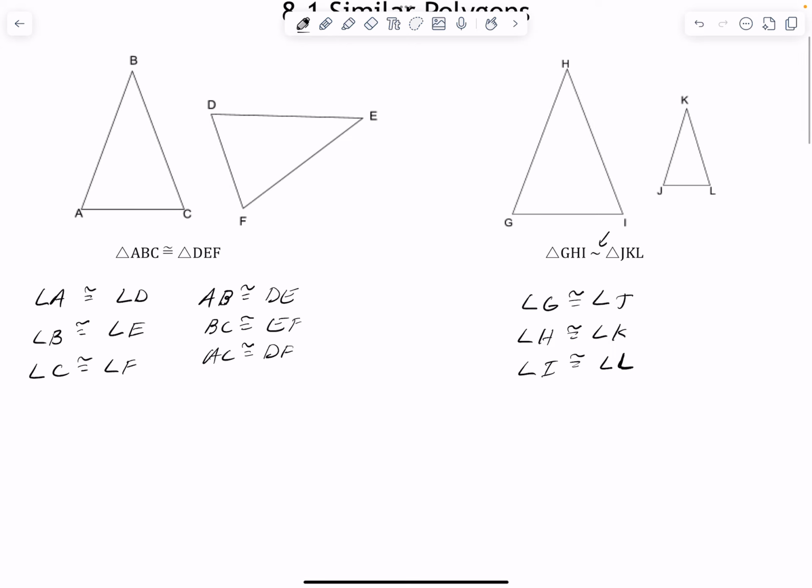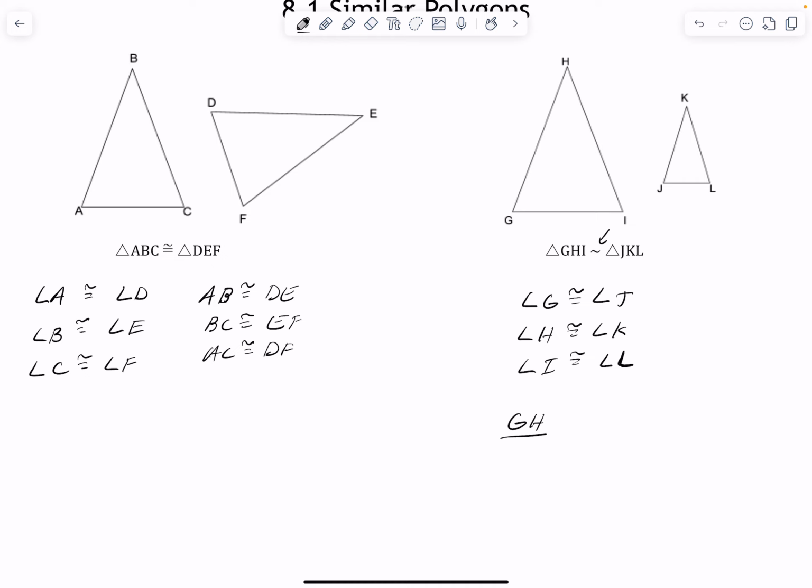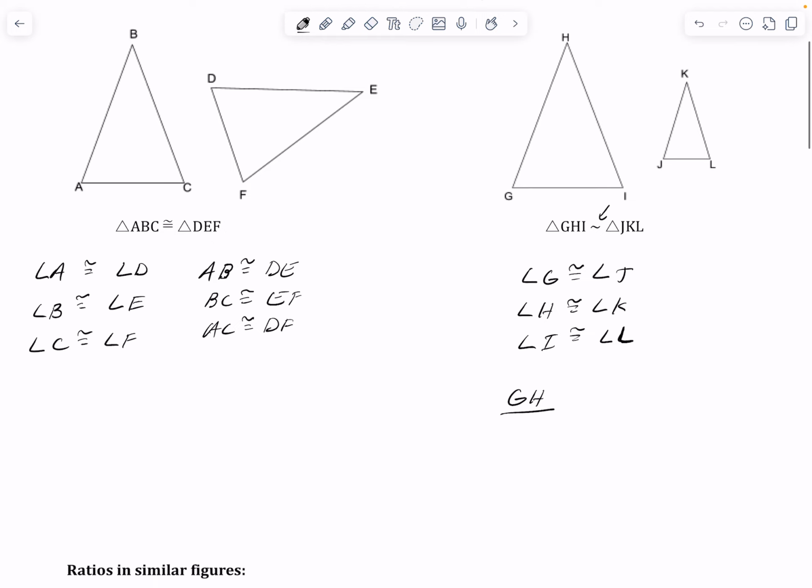So we would have, let's do GH, and remember ratio is a fraction, so GH over JK, HI over KL, and finally GI over JL. All of these fractions would end up being the same ratio. All right, and that's called our similarity ratio. So similar polygons are similar if and only if they have corresponding angles that are congruent and their corresponding side lengths are proportional, right? So that's how we know if they are similar polygons or not.